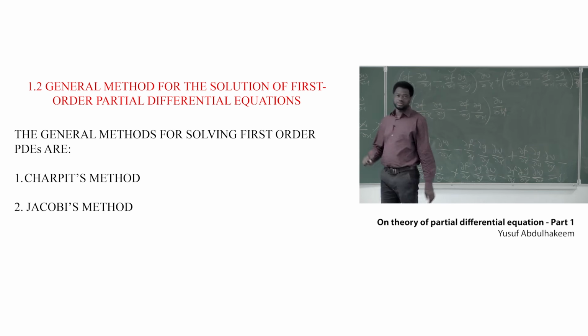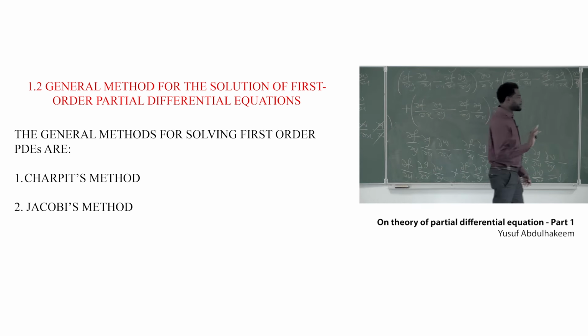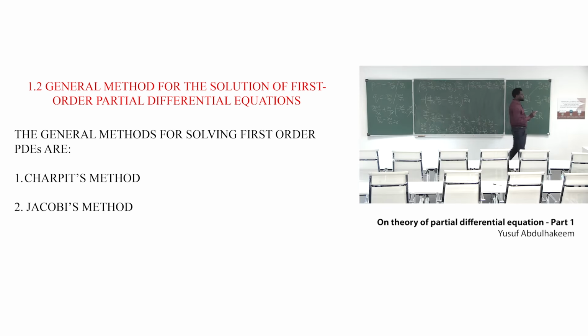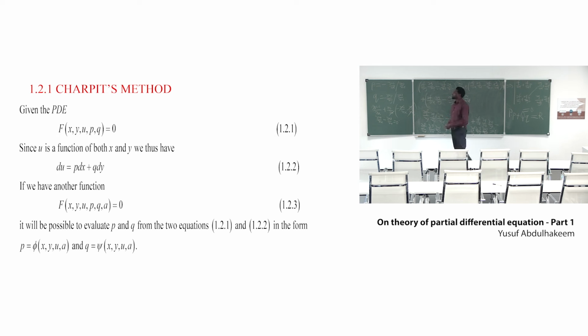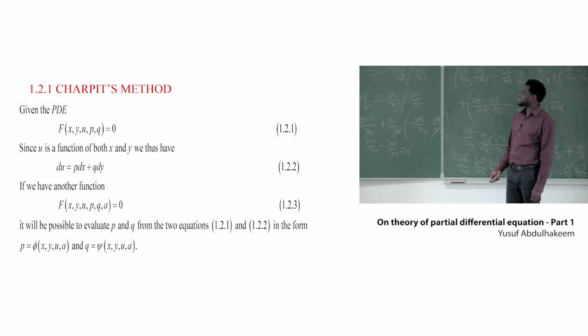We are not going to look into the applications of most of these methods, but rather we are going to give the theory because that is what the course stipulates. 1.2.1, that is the Charpit's method. Given the PDE in 1.2.1, since u is a function of both x and y, we thus have du equal to p dx plus q dy. If we have another function f of x, y, u, p, q, a, you can see here another constant has been introduced, which is a, equal to 0.